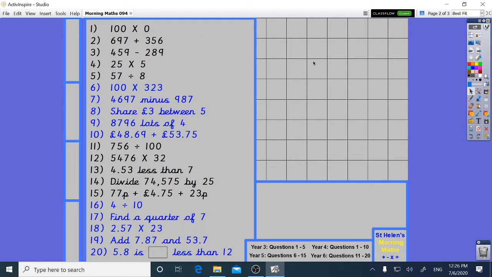First question, number 1, 100 times nothing. Well, if you've got nothing, it doesn't matter how many lots of nothing you've got, you're always going to have nothing at the end of it. So 100 times nothing is nothing. Let's clear that one out.